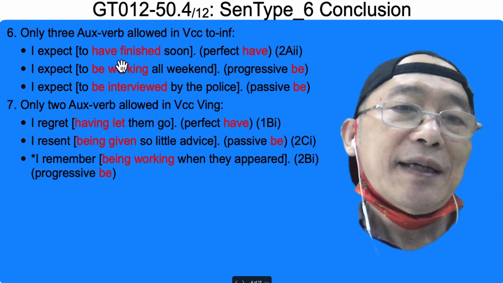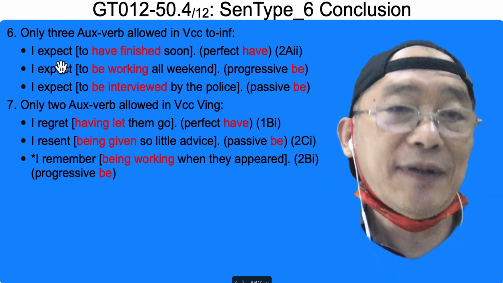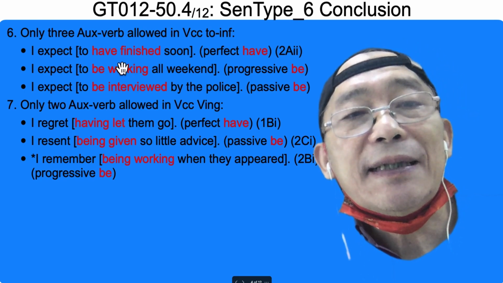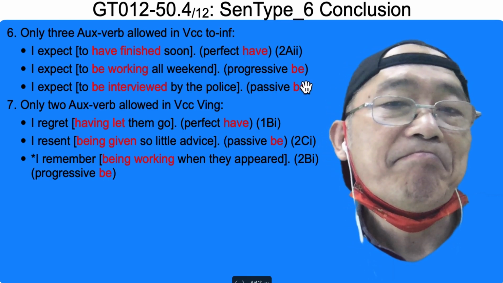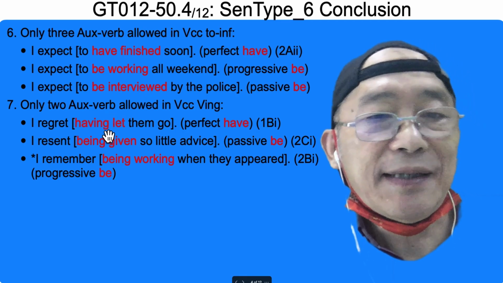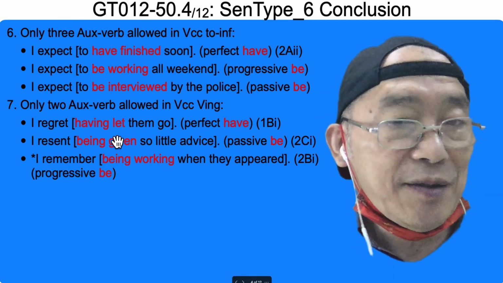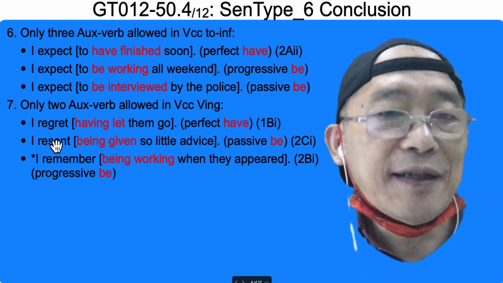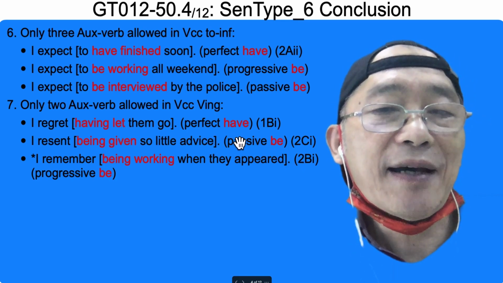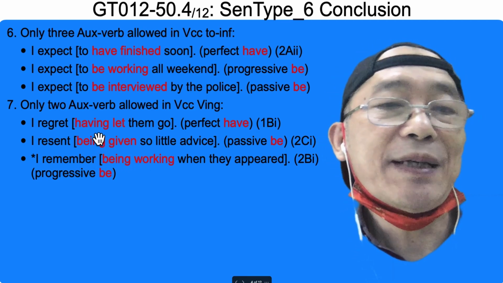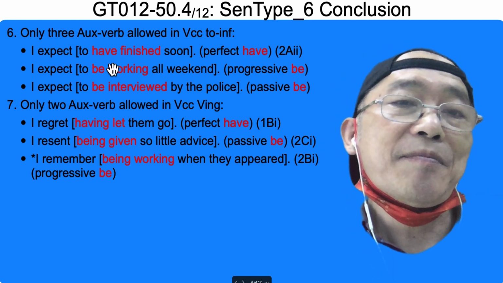For an auxiliary verb inside a to infinitive, where the to infinitive is acting as the catenative complement for a catenative verb, then the auxiliary verb can be of these three types: perfect have, progressive be, or passive be. And if it's an auxiliary verb inside the catenative complement that's the gerund participle form of the catenative verb, then the auxiliary verb can be of these two types: perfect have or passive be. And this one must be ing form for the auxiliary verb. And of course, for to infinitive, the auxiliary verb must be of the plain form or bare form.